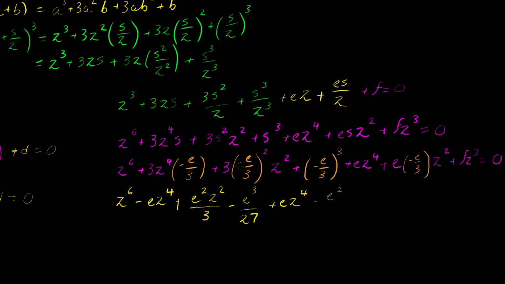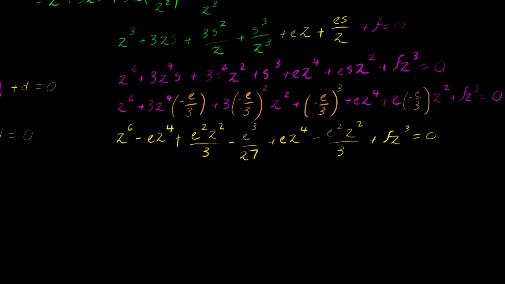Whoops, this is meant to be a plus, because we're going to get e squared over 9, and then times that by 3, we're going to get z squared over 3. So this makes sense. Anyway, we had e squared z squared over 3 here, and then we're just going to have our plus fz cubed is equal to 0.